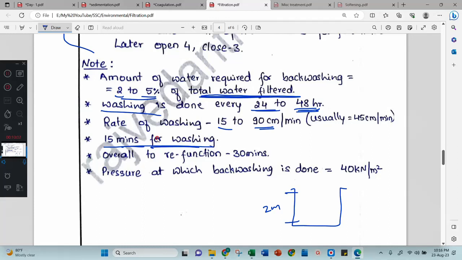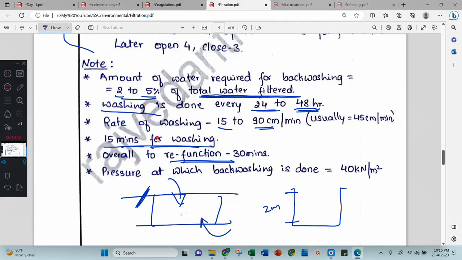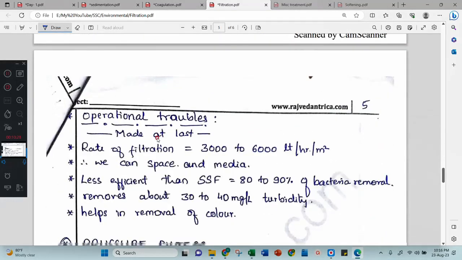Overall, to refunction the work, because here the filtration, the forward working, is there, you will stop this forward working, then after that the backward working, that is cleaning, will start. That cleaning and after that refunctioning will take place in 30 minutes. Pressure at which back washing is done is 40 kilonewton per meter square. This much pressure you have to apply for back washing.